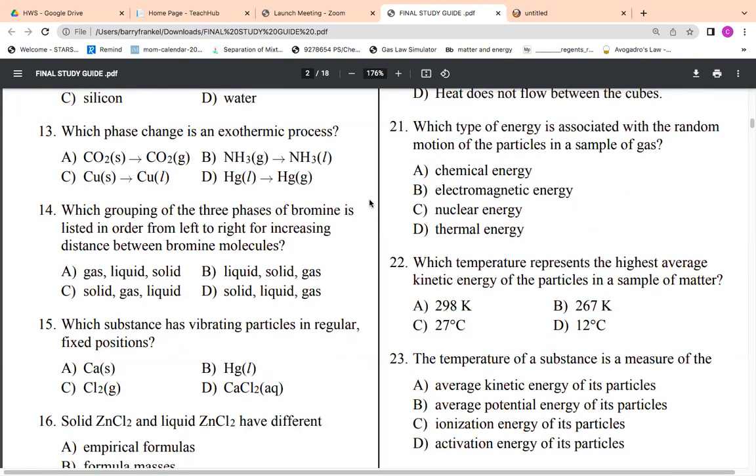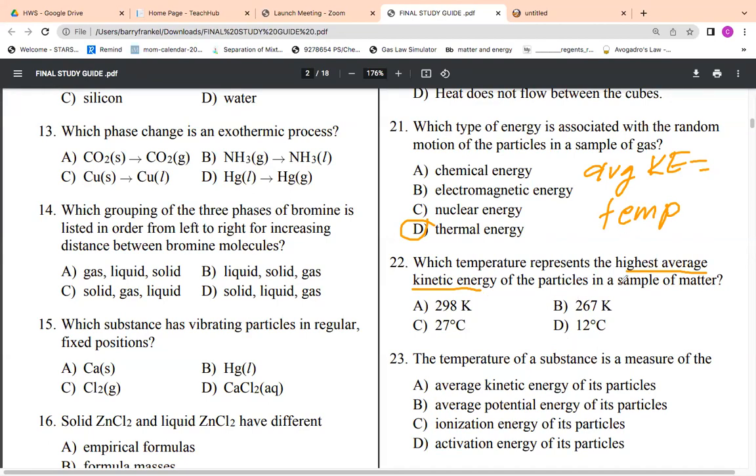Moving forward, 21, which type of energy is associated with a random motion of particles in a sample of gas? We just went over this one. This is related to the heat. This is the thermal energy. Number 22, which temperature represents the highest average kinetic energy? When you see the words average kinetic energy, average KE, that is a measure of the temperature.